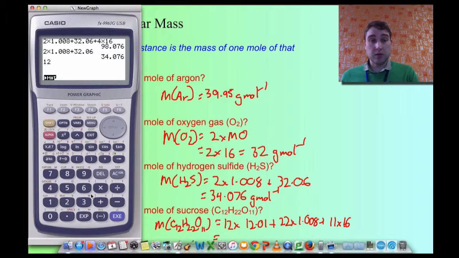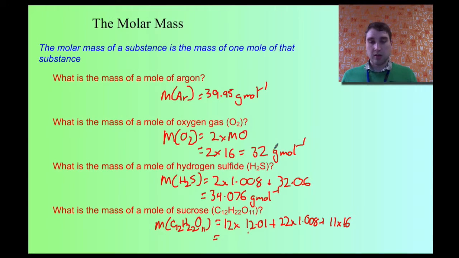So we get 12 times 12.01 plus 22 times 1.008 plus 11 times 16, and we get 342, and I'll round that off to 342.3 grams per mole. So why is the molar mass of sucrose so much bigger than the rest of them? There's way more atoms in here. We've got a load more atoms, so that means that the overall molar mass is going to be greater.